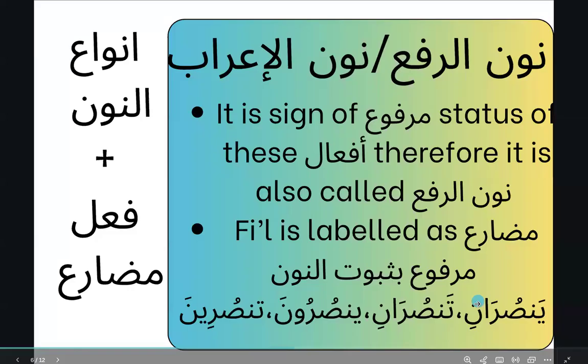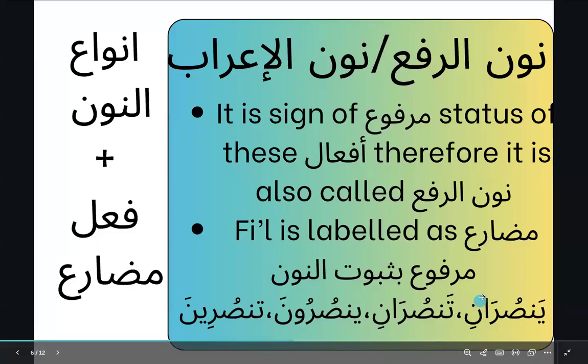Remember, when this noon is seen after aliful isnain, it is written with a kasra. When it comes with wawul jama'a or yaul mukhataba, it is written with a fatha.